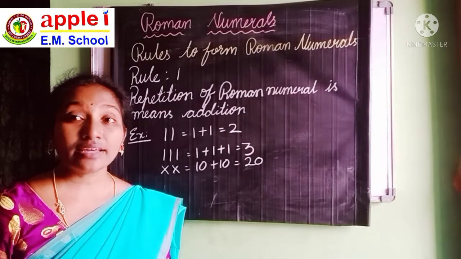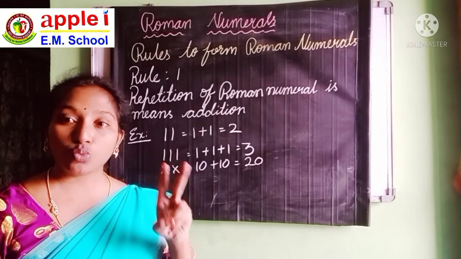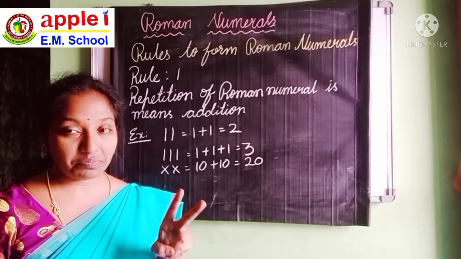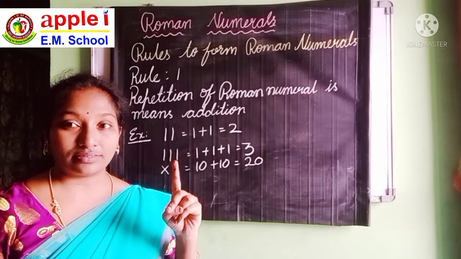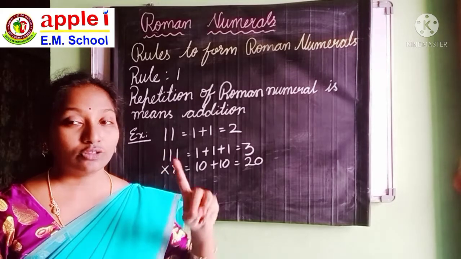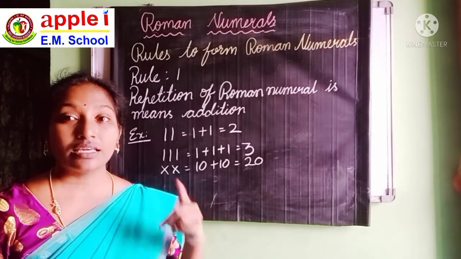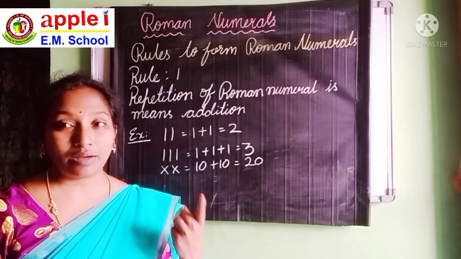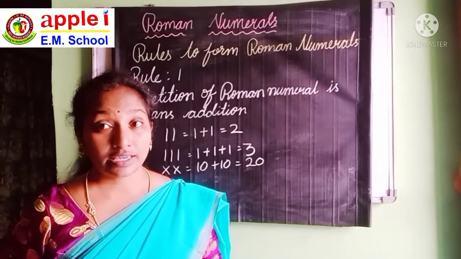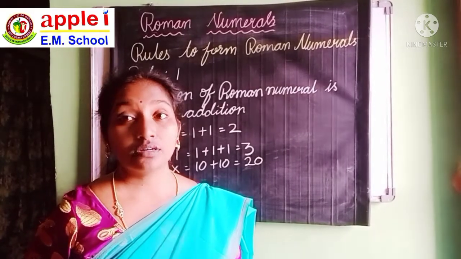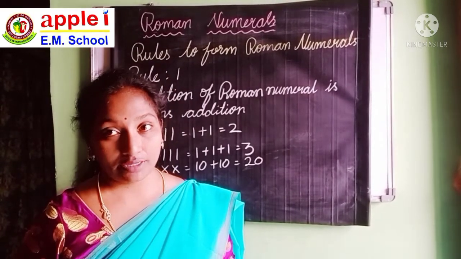The next one, XX. Here, X is repeated twice. So X plus X. X means 10, so 10 plus 10 is 20. Understood? Here, we have to remember one important point.